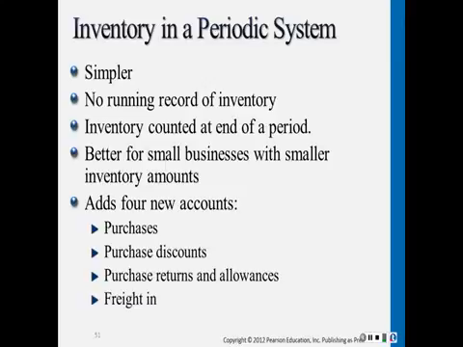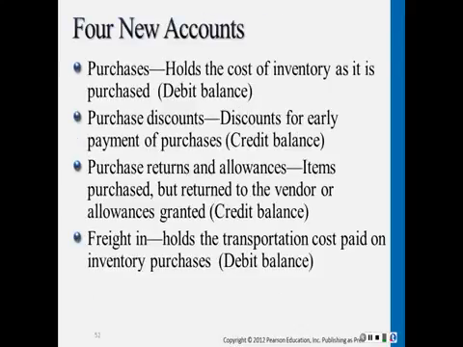The periodic system uses 4 additional accounts: purchases, purchases discounts, purchases returns and allowances, and freight in. Purchases is the account that holds the cost of inventory as it is purchased. Purchases carries a debit balance and is an expense account. Purchases discount is a contra account and it carries a credit balance. Discounts for early payment of purchases are recorded here.